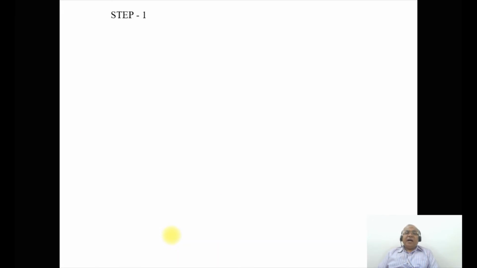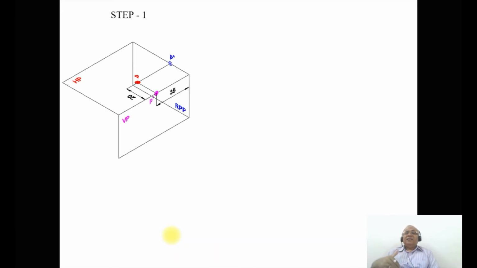Now we are going to take up another case. What is that? Since it is behind VP and on HP, we will consider the third quadrant now. When we are considering the third quadrant, you can see the HP here and this is VP here and this is the right profile plane, and all other things are going to remain the same. So as we know, the distance with respect to the profile plane, which is 35 mm, is seen in VP, that is on this plane, and also on HP, that is on this plane.